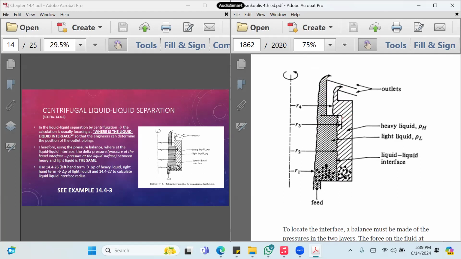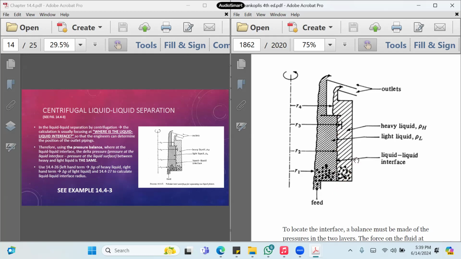If we don't know the liquid-liquid interface, then the engineer will just imagine, I will put the outlet of the lighter liquid here. Then if you put it here, of course what comes out from the outlet piping will be a mixture of the lighter and heavy liquid. That's not what we want. We want pure light and pure heavy materials. So that's why we have to know where the liquid-liquid interface is.